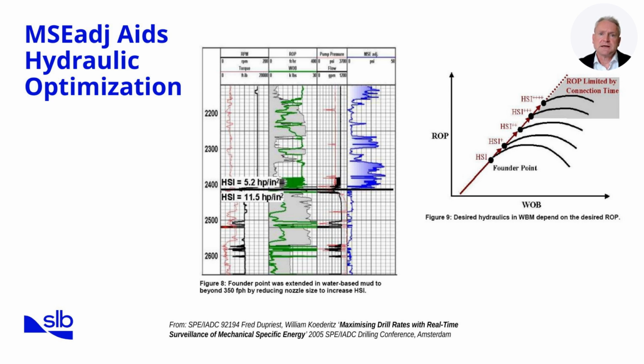The chart referenced here comes from SPE work by Fred Dupriest and William Koderitz, showing how real-time MSE surveillance links drilling efficiency to both mechanical and hydraulic parameters. The key point is that operators can use adjusted MSE to fine-tune pump rates, nozzle selection, and flow regimes. By integrating hydraulics into MSE monitoring, we gain a complete view of downhole efficiency. This bridges the gap between bit mechanics and fluid dynamics. On the next slide, we'll look at examples where MSE reveals potential bit wear.